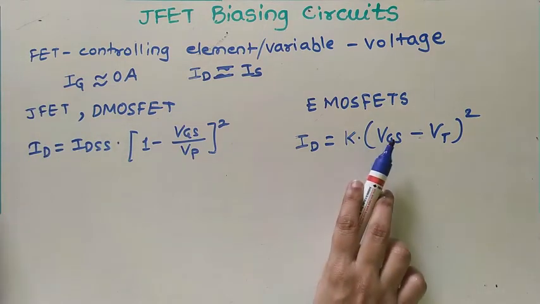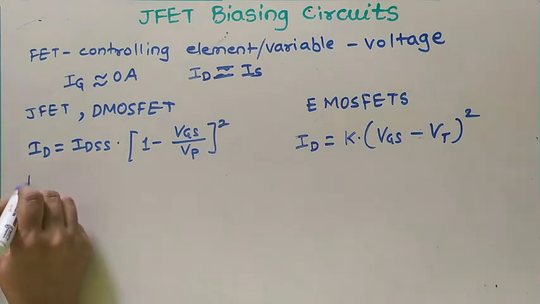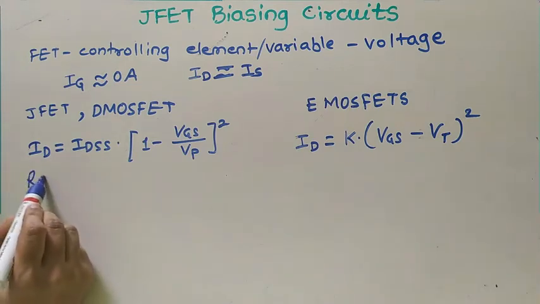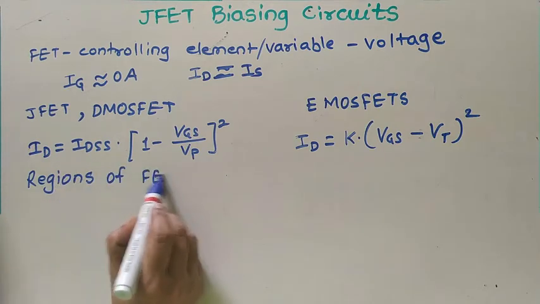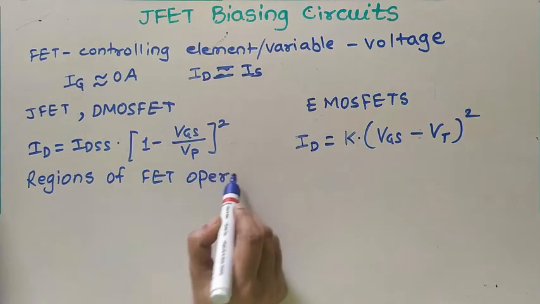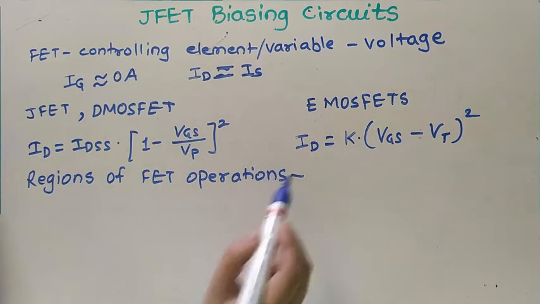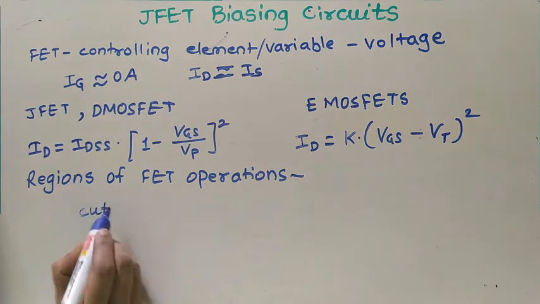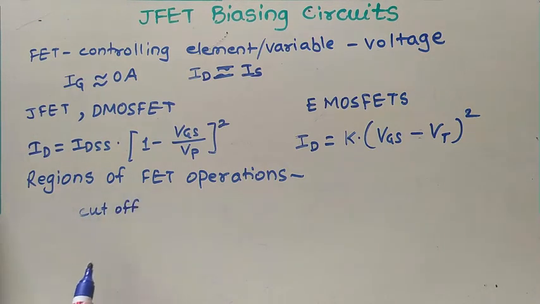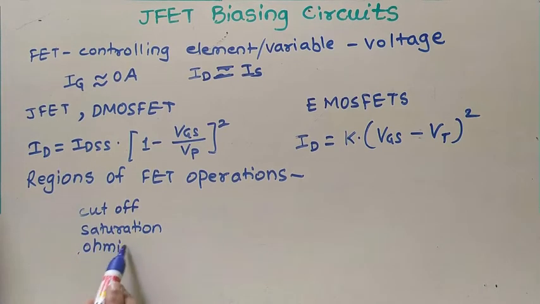Now we'll revise the regions of FET operation. So how many regions are there in JFET? Right, there are 3 regions for JFET or FET operations. First region we'll call it as cutoff region. Second region we'll consider as a saturation region, and third region is ohmic region.